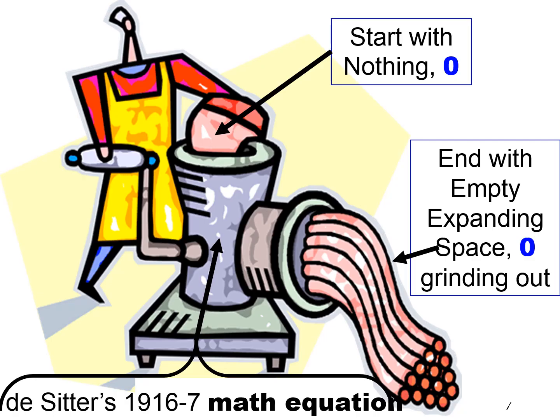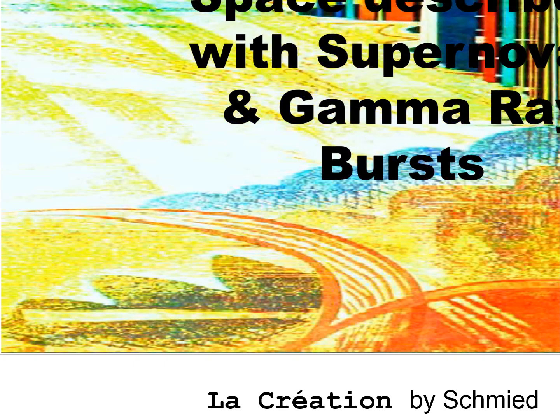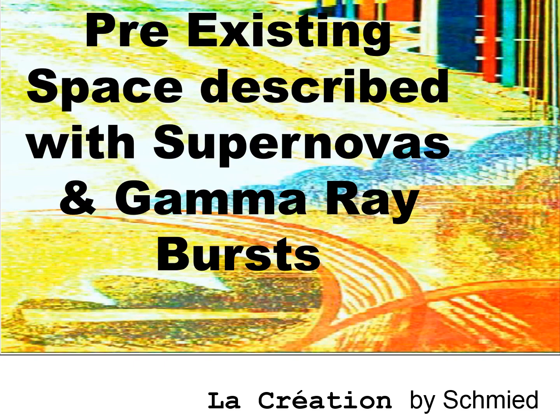So this is de Sitter's math equation. Start with nothing and end with nothing. Then empty, expanding space. 0 equals 0. Can 0 cubed be greater physically than 0? Pre-existing space, described as supernovas and gamma ray bursts.